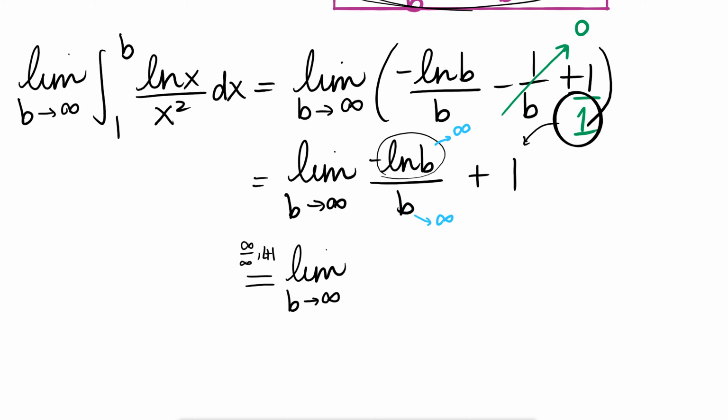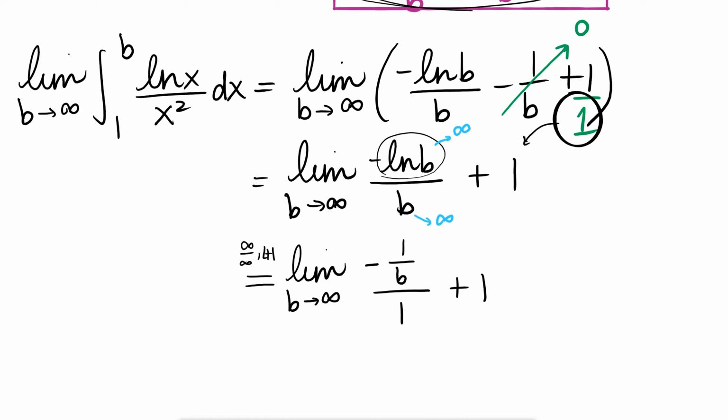L'Hopital's, remember, tells me if I have an indeterminate form such as infinity over infinity or 0 over 0, I can do L'Hopital's. L'Hopital's tells me I can take the derivative of the top. What's the derivative of the natural log of b? It's just 1 over b, and divide it by the derivative of the bottom. I'm not taking the derivative of the quotient, right? That's not what L'Hopital's tells me.